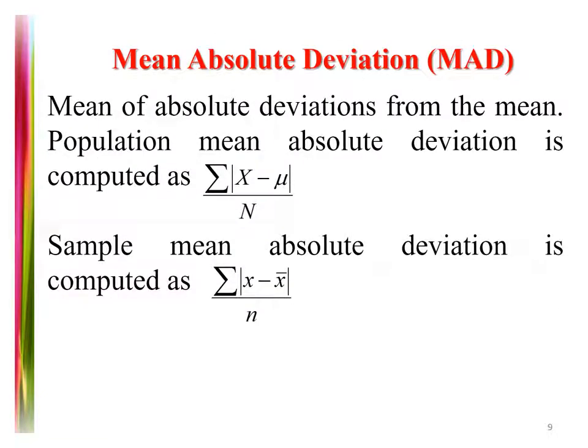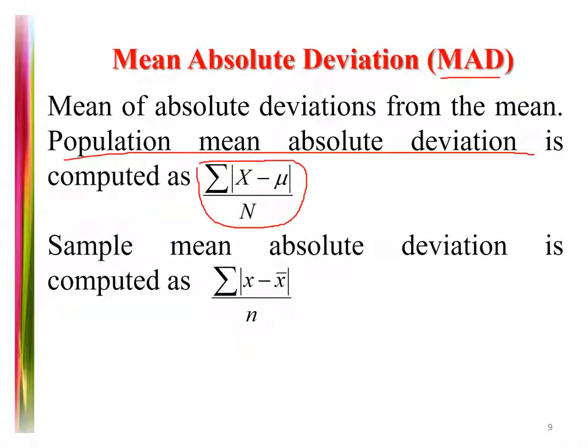Alright, second, mean absolute deviation. Usually we denote it as MAD. In this case, mean absolute deviation from the mean means we just calculate the average of the absolute deviations from the mean. So for the population mean absolute deviation, in the population case we consider capital N number of observations, or capital N number of individuals in the population. So summation of the absolute value of x minus mu, divided by N.